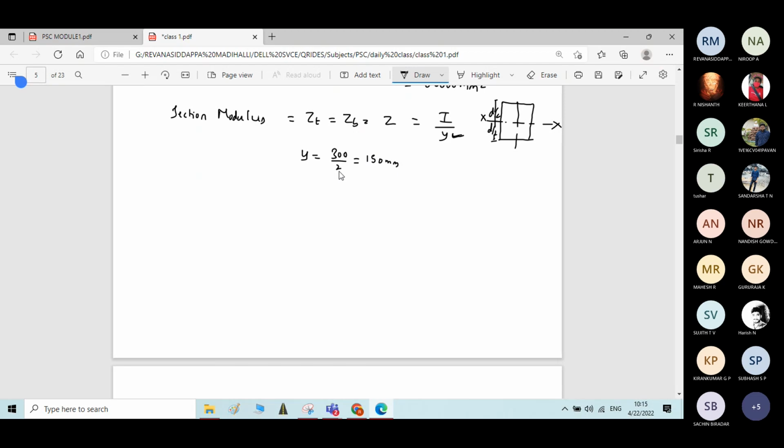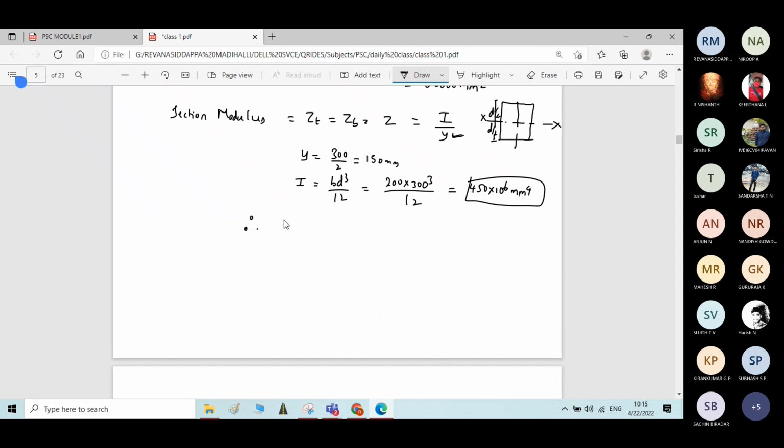Okay, 150 mm. Now you can calculate the moment of inertia. For a rectangular section it is BD cube by 12. B is 200 into depth is 300 cube by 12. I is equal to moment of inertia. How much will you get? Check the answer. That is 450 into 10 power 6 mm raised to 4. This is the moment of inertia value you get. Now you can calculate the section modulus.